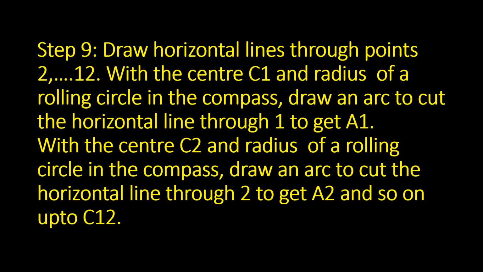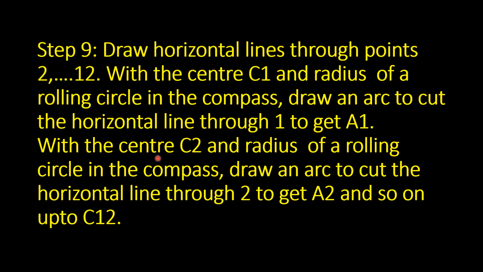Step number 9 is very important, so please try to understand. You have to draw horizontal lines through points 2 to 12, which we have already covered. With the center C1 and radius of rolling circle, that is 25 mm, since its diameter is 50 mm, so its radius is 25 mm. Taking a distance of 25 mm in your compass, draw an arc to cut the horizontal line through point 1 to get A1.